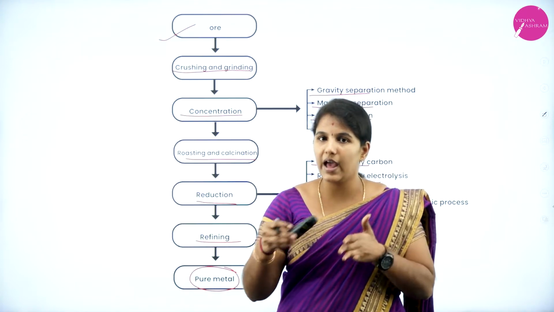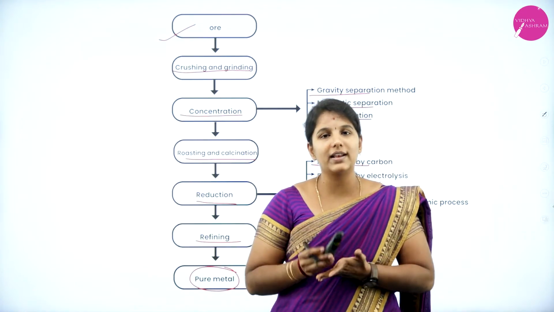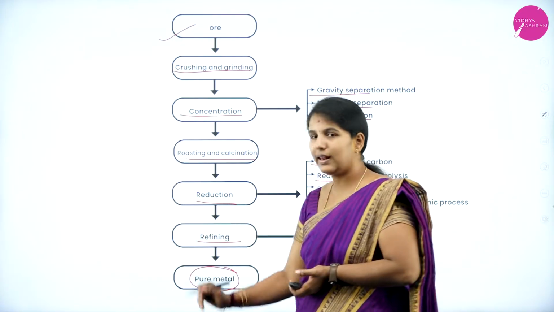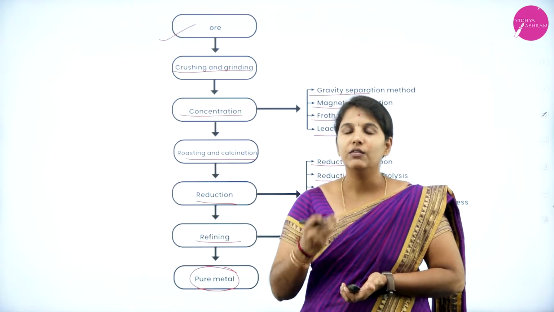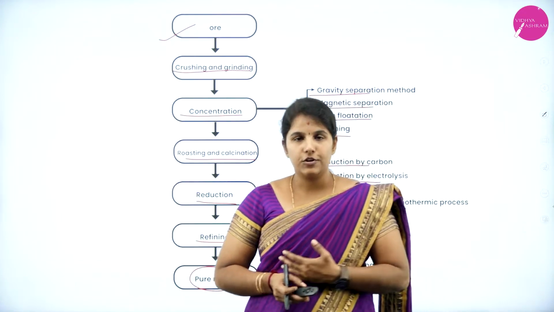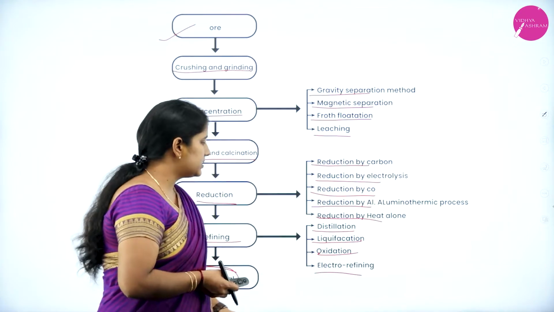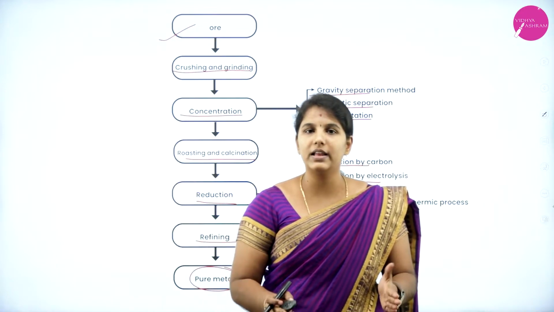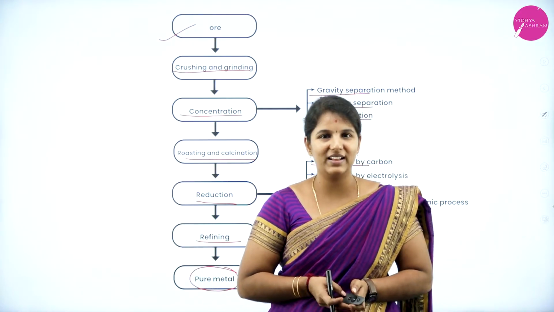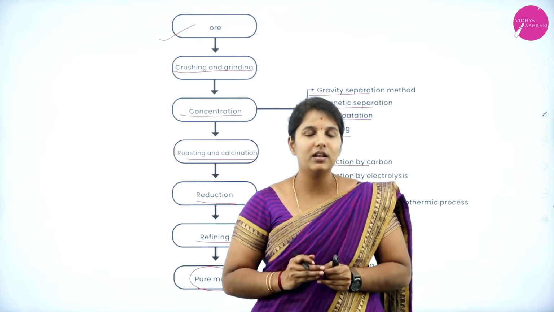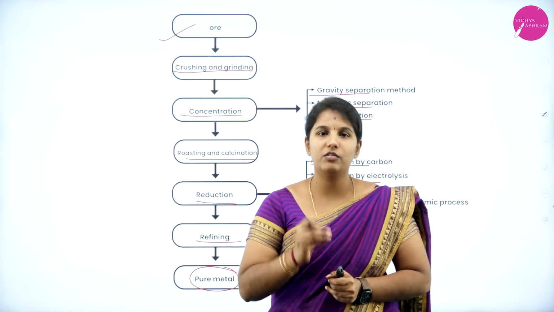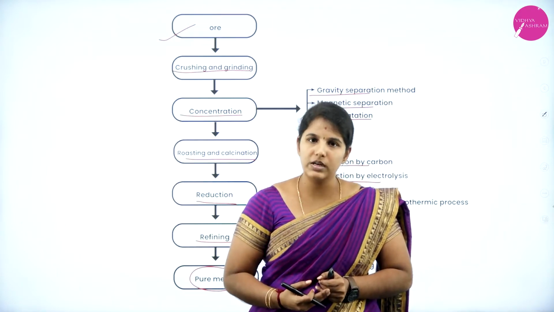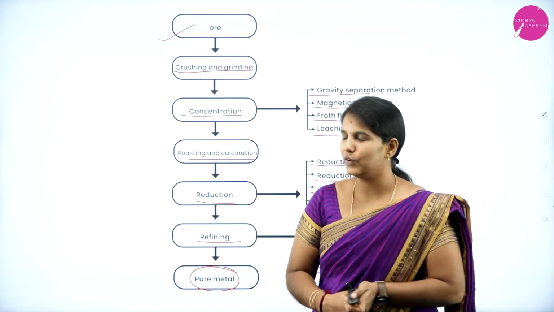Again in the reduction, we have different techniques. Any one of the techniques can be used. After that, we go for refining. In refining, we go for electrolytic refining, or distillation, liquation along with oxidation. And finally, you will get the pure metal. This is how the general outlook is followed in metallurgy to obtain the pure metal from its ore. Hope you all understood this flow chart.